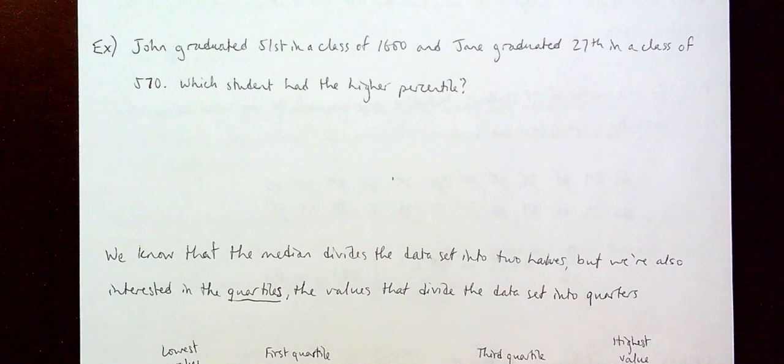John graduated 51st in a class of 1600, and Jane graduated 27th in a class of 570. Which student had the higher percentile? Now, just going off of the numbers, we would think, okay, Jane graduated higher because she graduated 27th, John graduated 51st. But Jane's class had a significantly smaller number of people than John's did. So let's see what this does. Let's see who has the higher percentile.